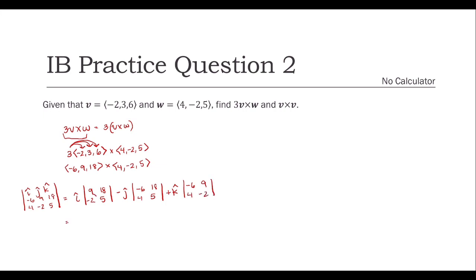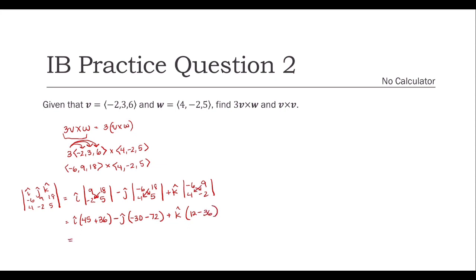So we'll have 9 times 5 is 45, so it's i times 45 minus 18 times -2 is -36, so it turns into plus 36. Then we have minus j times -6 times 5 is -30, minus 18 times 4 is 72, plus k times -6 times -2 is positive 12, minus 4 times 9, which is 36.